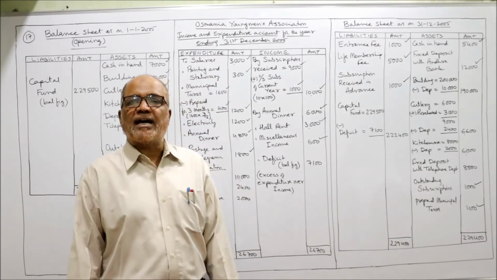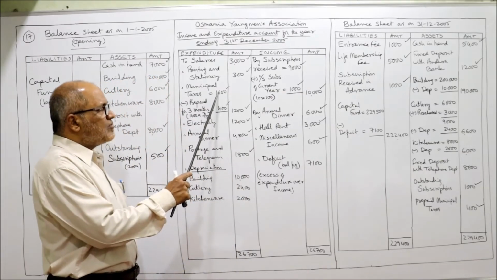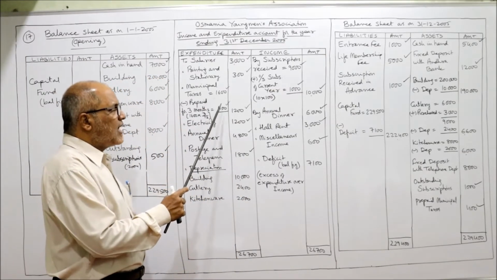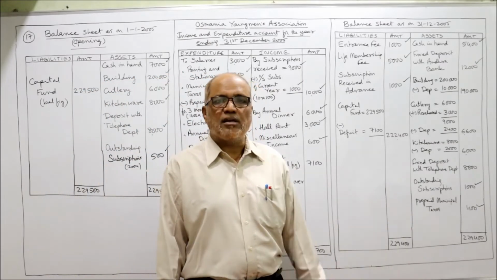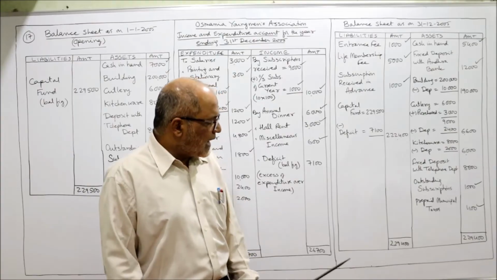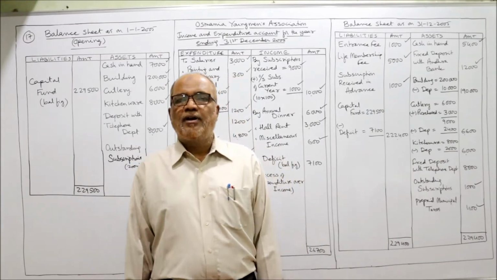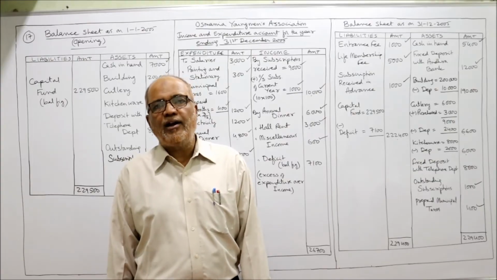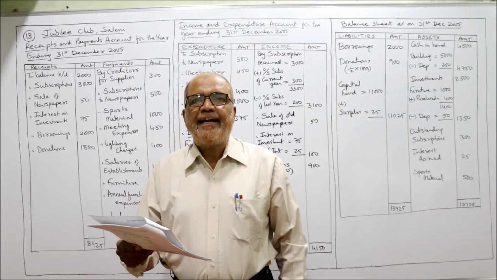Prepaid municipal taxes for 3 months, that comes to 400 rupees. So 400 rupees we have deducted from municipal taxes, and this 400 rupees is an asset, taken on the asset side. Now see, compare: 2,29,400, balance sheet tallied. So this is the end of problem number 17. Now we'll start the 18th problem.